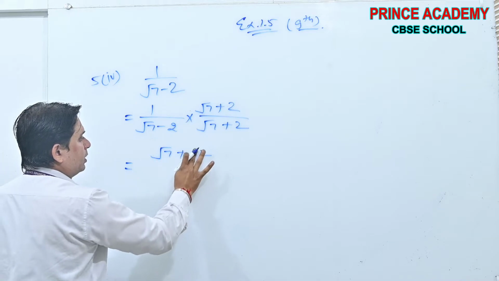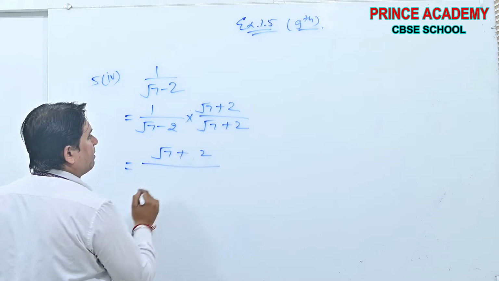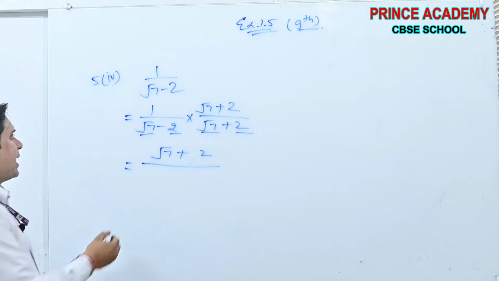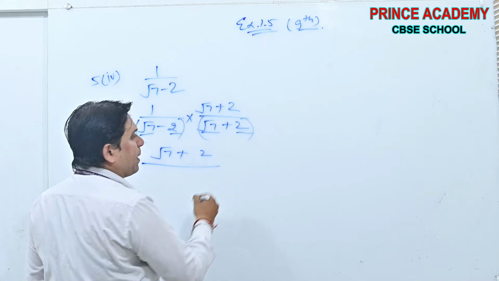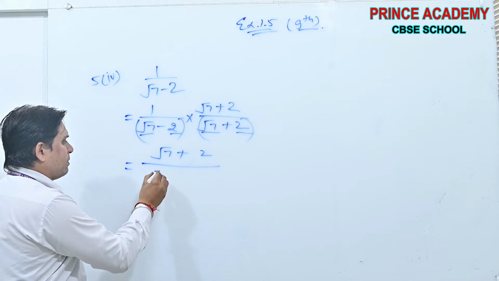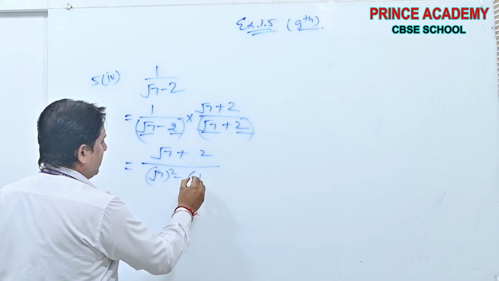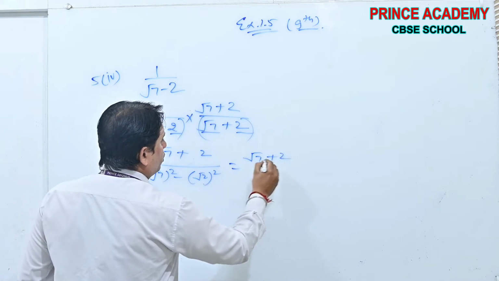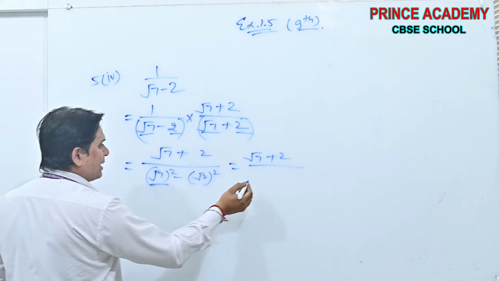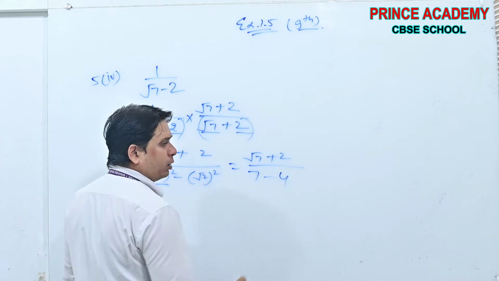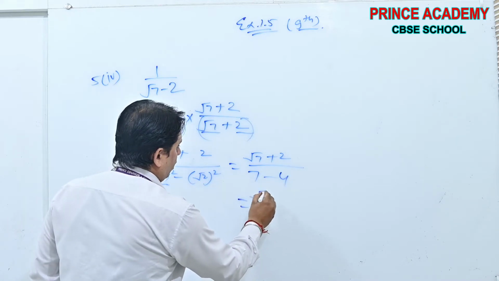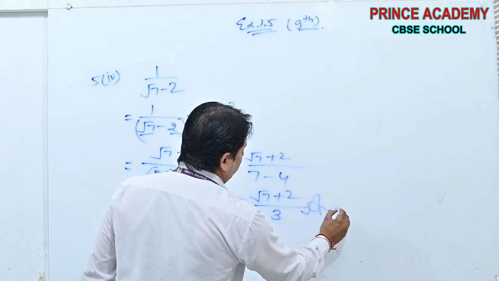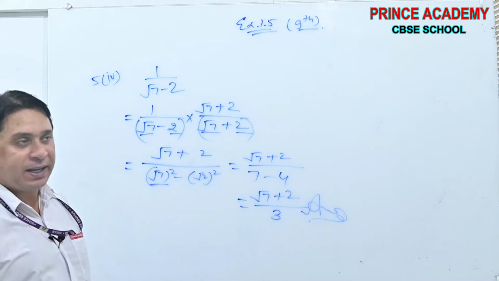Sorry, it was 2 only. And divide by (a plus b)(a minus b), a square minus b square, yes or no? This is a minus b, this is a plus b. A square minus b square. Done? Now, root 7 plus 2. Root 7 square is 7, minus 2 square is 4. What will it be? Root 7 plus 2 over 7 minus 4, that is 3. This is the answer. Done, beta?